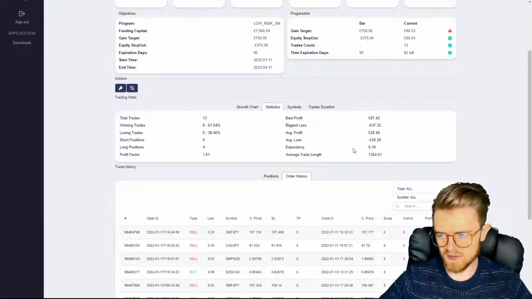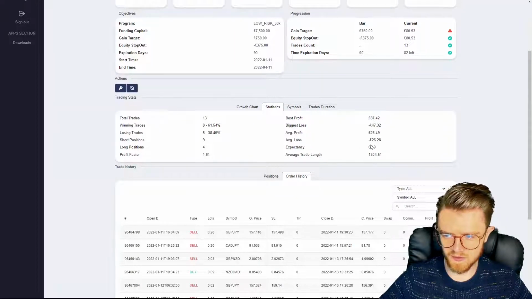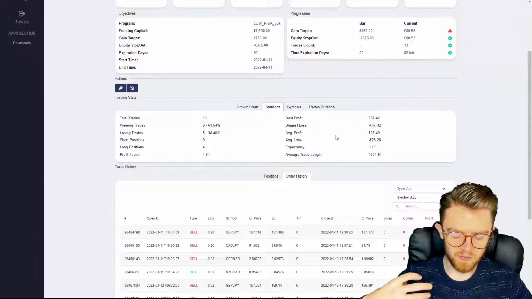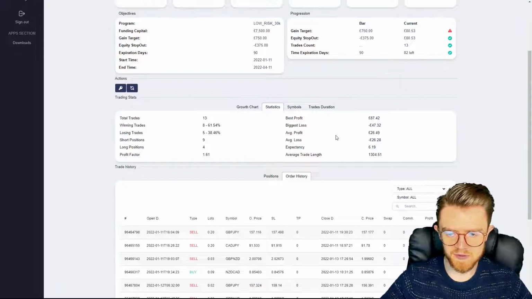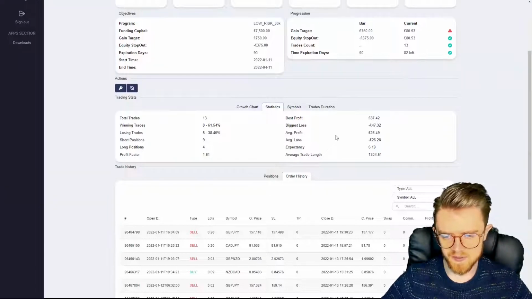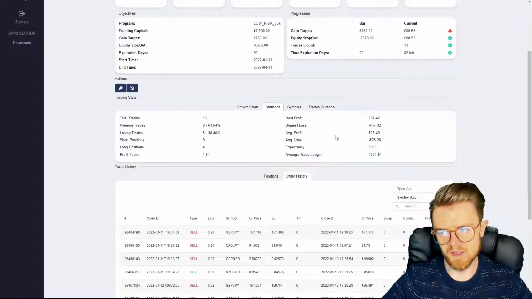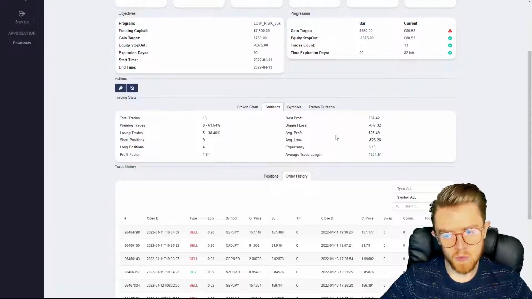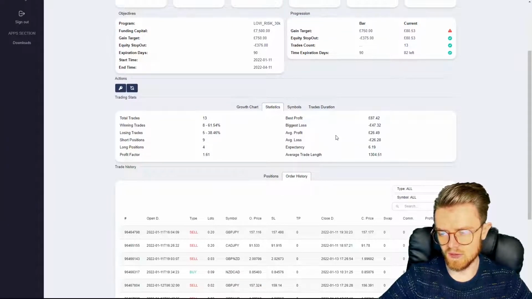Expectancy, traders don't really need to concern themselves too much with this. That's just basically what if you were to replicate the exact same performance with exactly what's happened in terms of trade variance, that's actually going to give you a trade expectancy for the next trade. So this trader is expected to win £6.19 on every trade based on prior performance.